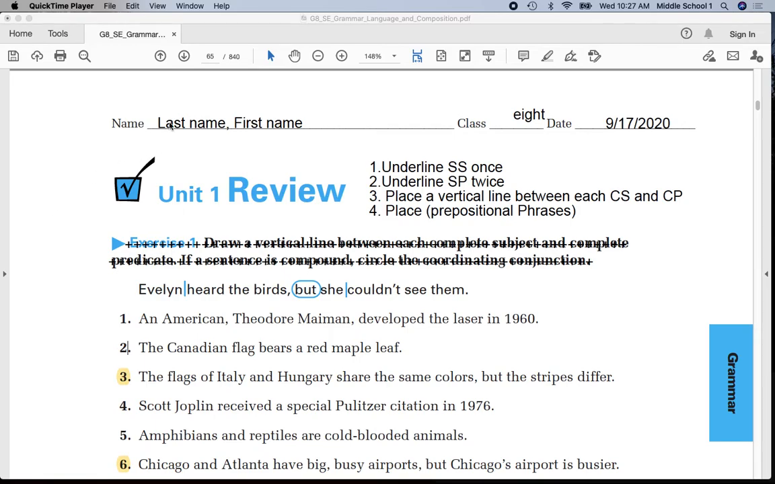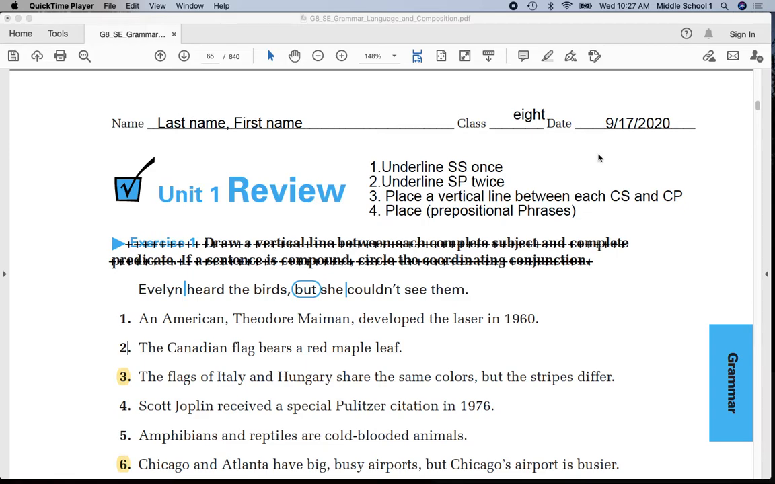I'm going to begin by putting my last name, comma, first name. I'm going to write the word EIGHT, 8, for class. And then today I'm going to put 9/17/2020 for the date.